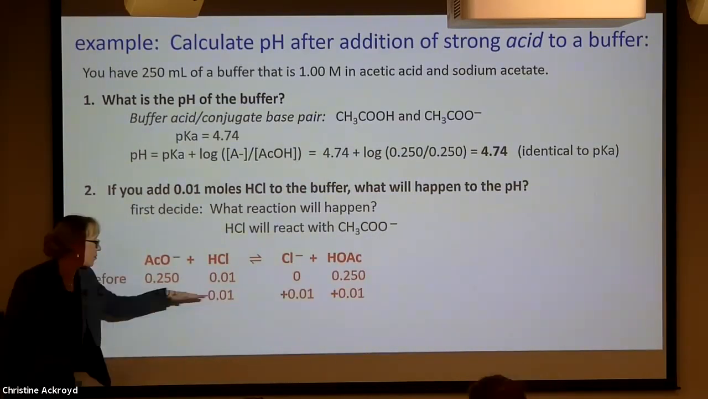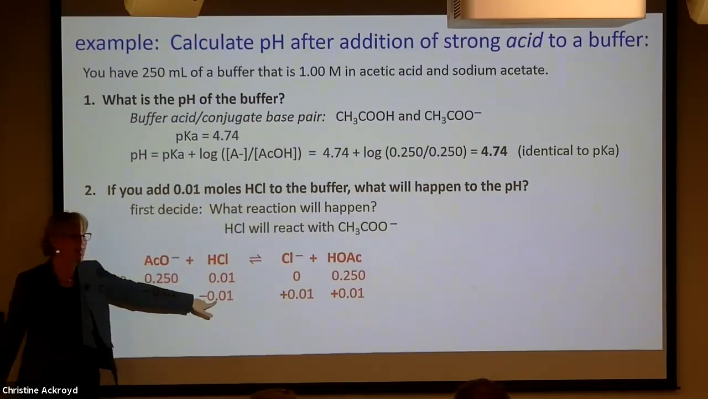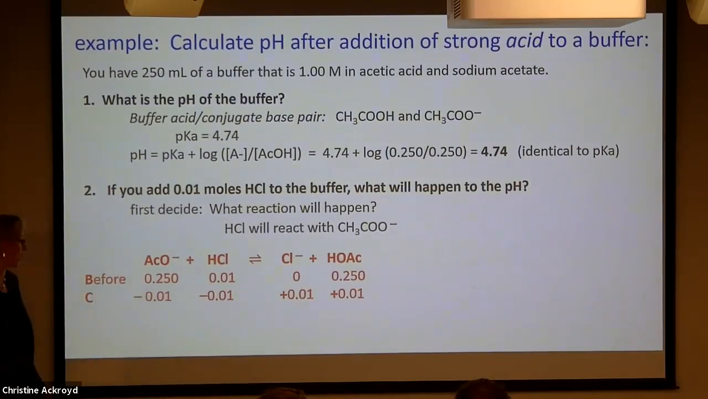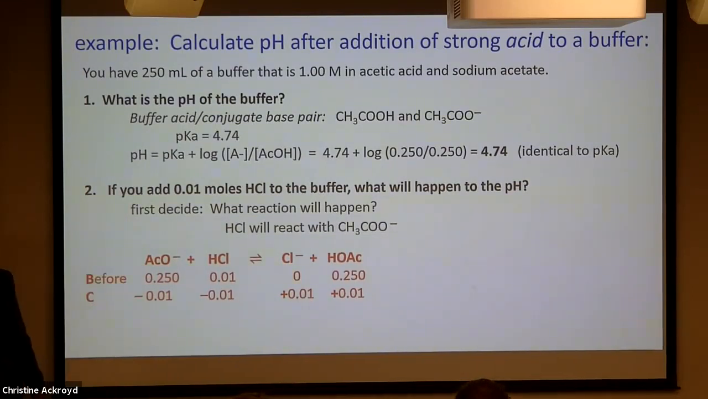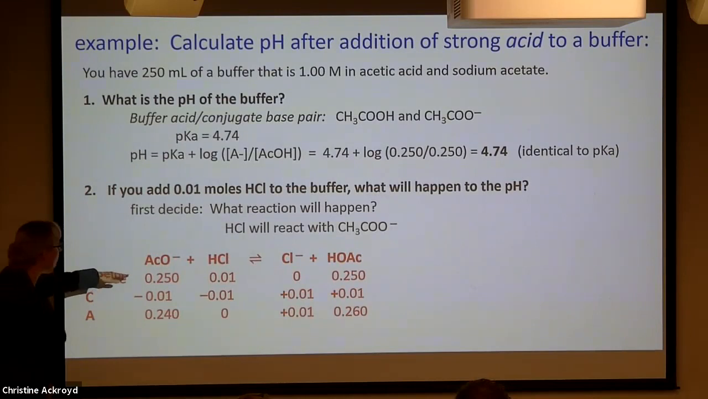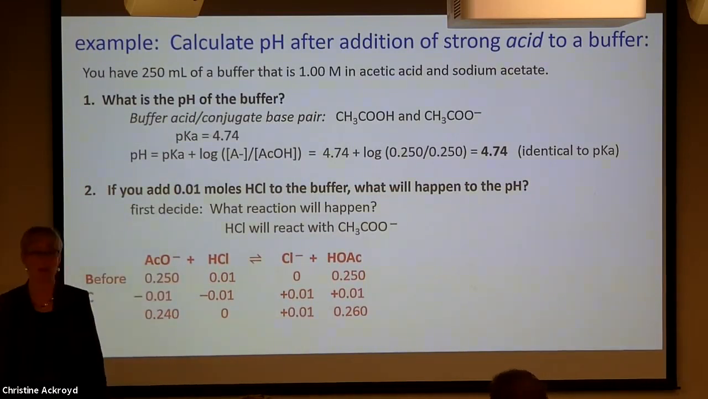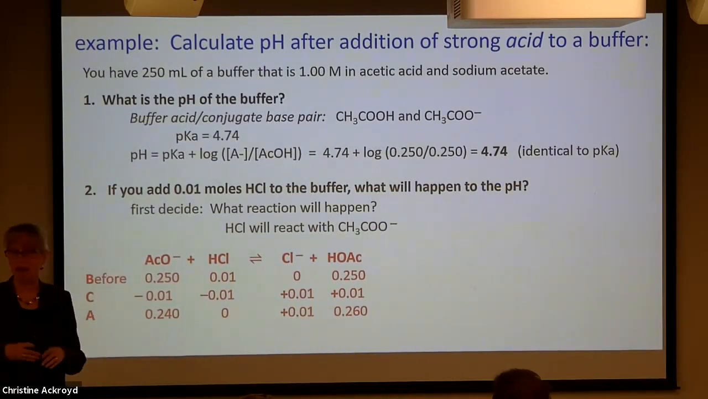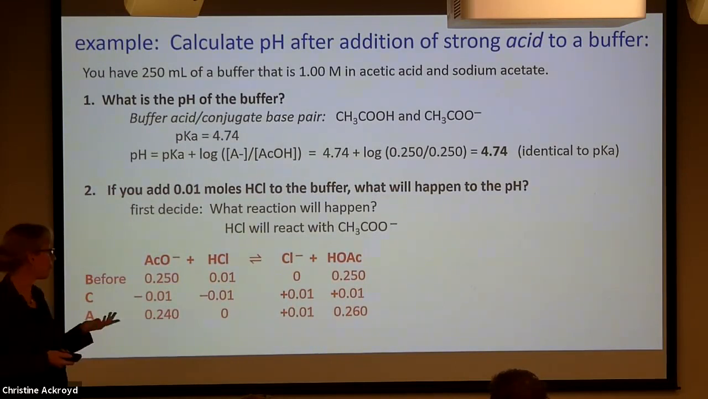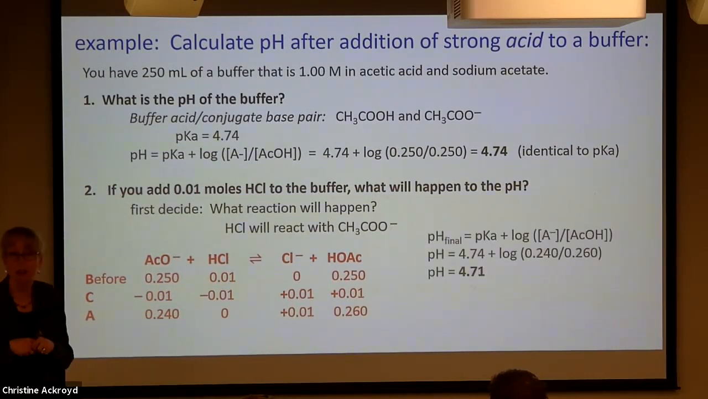So I'm going to use up enough of the acetate to react completely with the HCl that I added, which will produce a certain amount of chloride and acetic acid. And then I can calculate 0.250 minus 0.01 equals my final concentration of acetate. I can do the same thing for acetic acid. Okay, now can I calculate my pH? Yeah, plug it into the Henderson-Hasselbalch equation with the new amounts of my buffer components, and I get pH is 4.71.